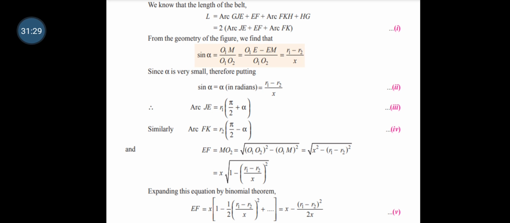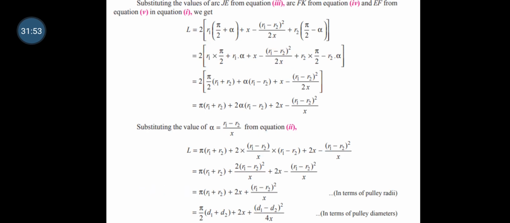This is equation number 5. Substituting the values of equations 1, 2, 3, 4 in this form, we get the length of the belt L is equal to pi into R1 plus R2 plus 2 alpha into R1 minus R2 plus 2X minus R1 minus R2 the whole square divided by X. In terms of radii, L is equal to pi into R1 plus R2 plus 2X plus R1 minus R2 the whole square divided by X. In terms of diameters, L is equal to pi by 2 into d1 plus d2 plus 2X plus d1 minus d2 the whole square divided by 4X.